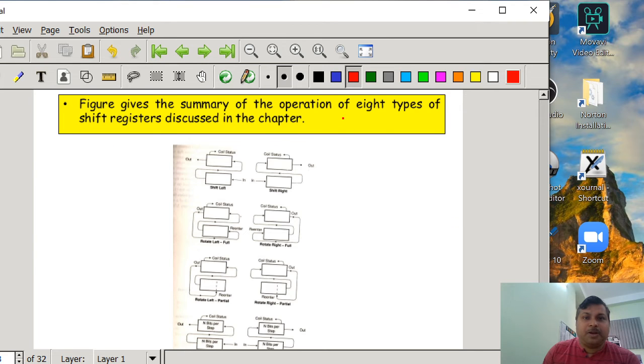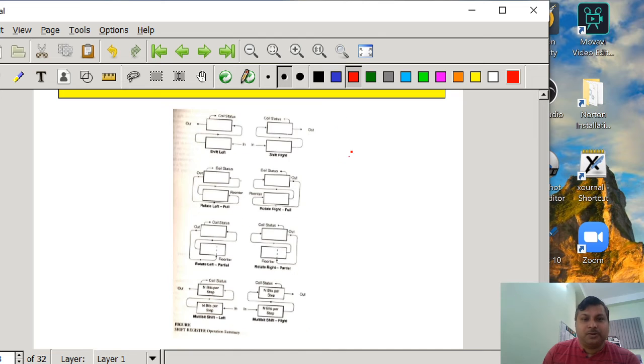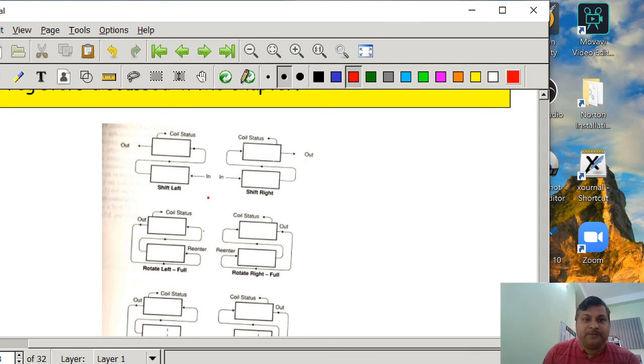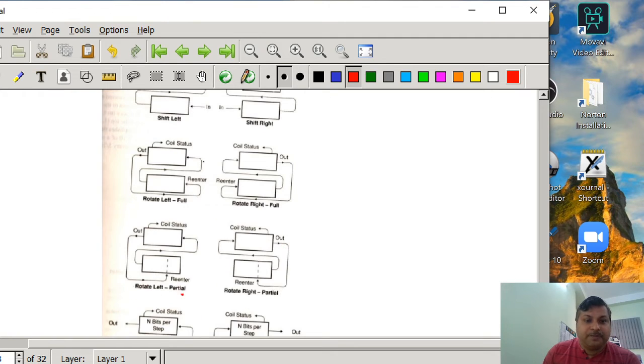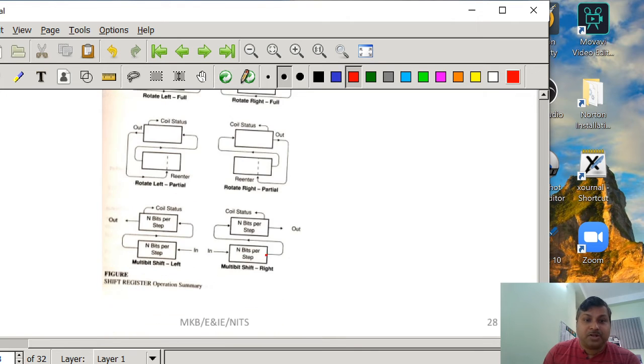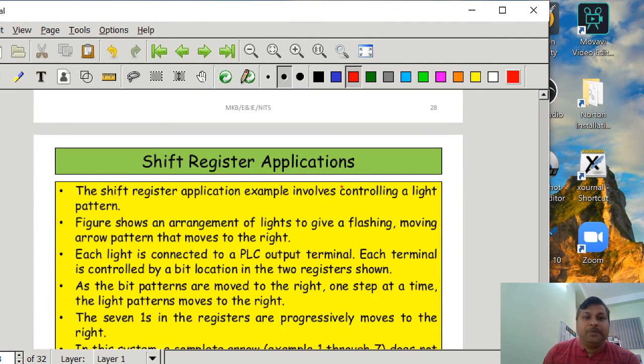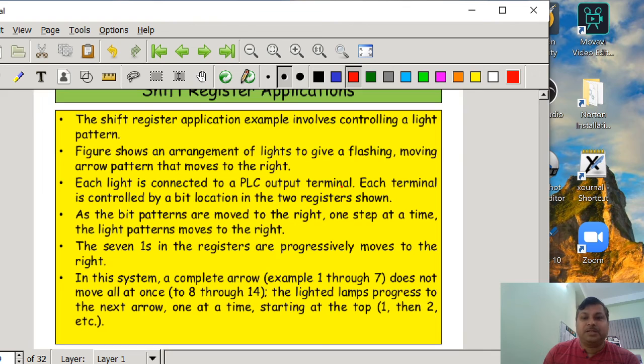Figure gives the summary of the operation of 8 types of shift registers that we discussed. Now you can study by yourself: shift left, shift right, shift left full, shift right full, then shift left partial, shift right partial, and shift rotate partial, then multiple shift left, multiple shift right. So these are the operations you can understand. Now we will end the discussion with the shift register application.